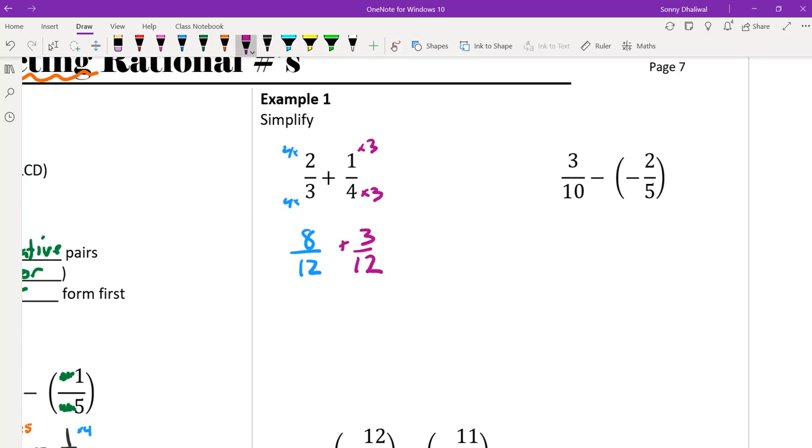Mr. Dolan, the second line, is that a subtraction sign or a minus sign? Well, the two subtraction signs become a positive. If you subtract a negative number, you end up adding a positive number. All right? So is the subtracting sign the common denominator? Same thing as adding.